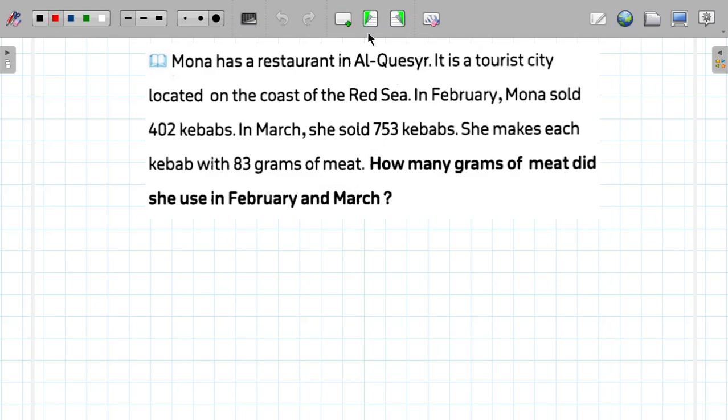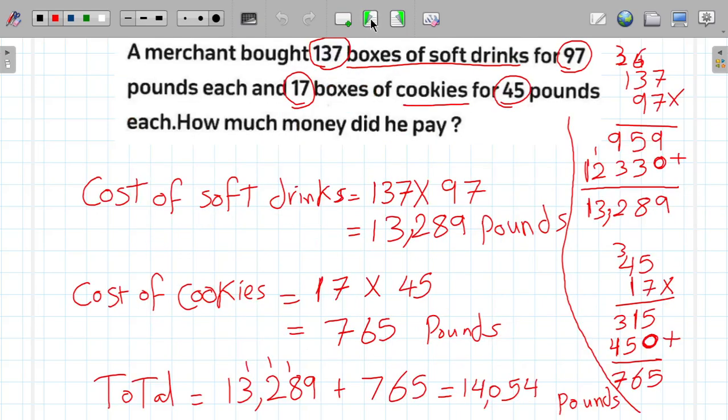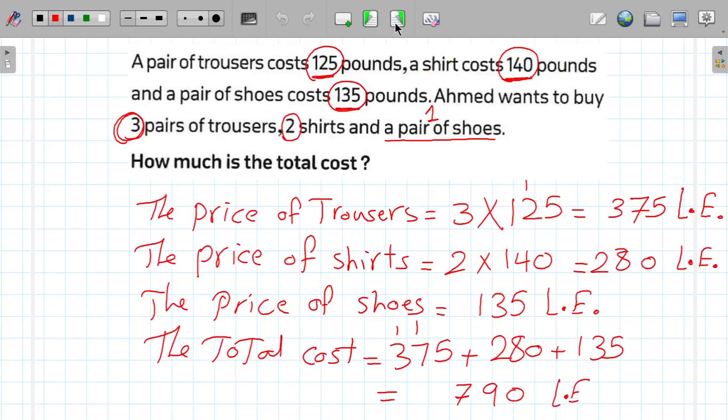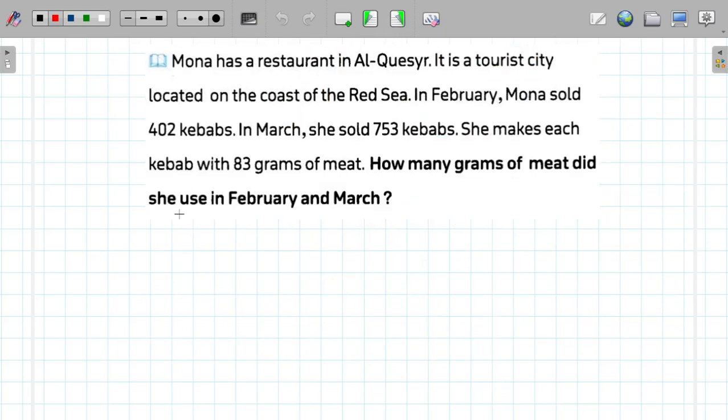I think it's like the first example. Okay? It's like that. Okay, so let's try to solve it. In February, she sold that number. And in March, she sold that number. So first, I want to find the total number of kebabs which were sold.